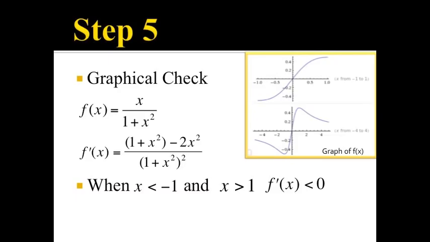When I say slope, I'm referring to the first derivative because the first derivative gives the slope for the function at every point. So when a function is decreasing, the slope is negative. When a function is increasing, the slope is positive. And that's a quick way to check your work.